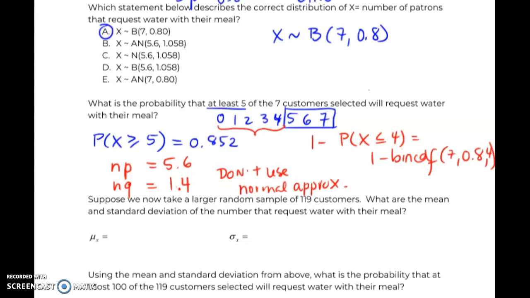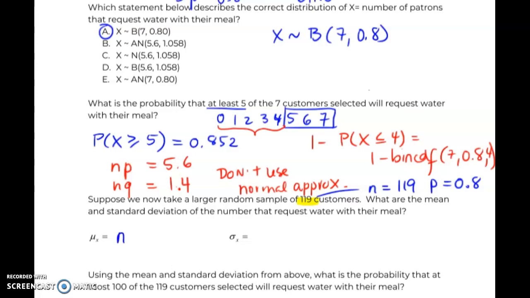But suppose we take a larger random sample of 119 customers. So now our story is very different. What are the mean and standard deviation of the number that request water with their meal? So let's calculate. Again, same scenario. We have a binomial distribution. The only thing that changes is now we have N equal to 119. Our P is still equal to 0.8.